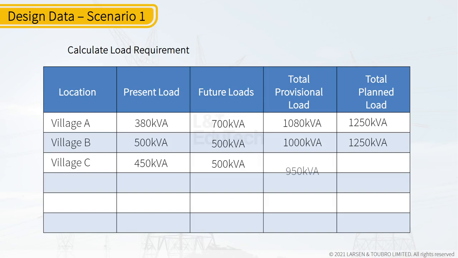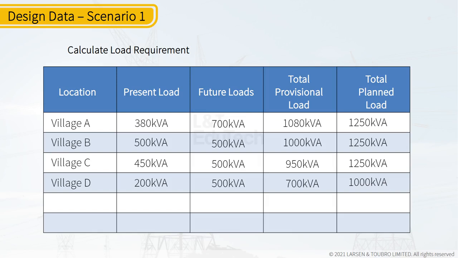Next, for village C, present calculated load is 450 kVA, future load is 500 kVA, total provisional load is 950 kVA and planned load is 1250 kVA. Next, for village D, present calculated load is 200 kVA, future load is 500 kVA, total provisional load is 700 kVA and planned load is 1000 kVA.